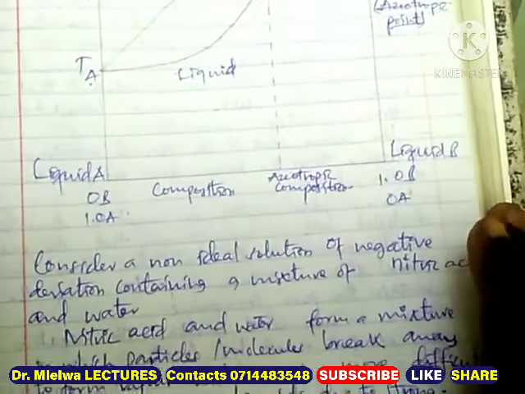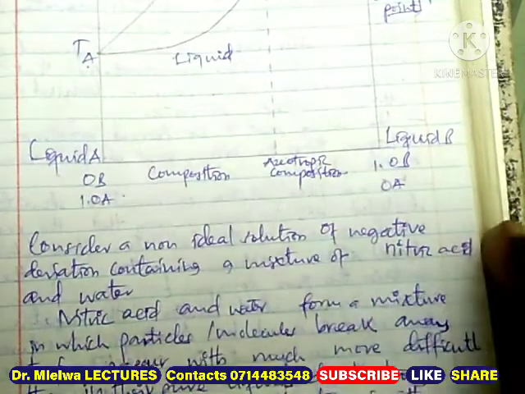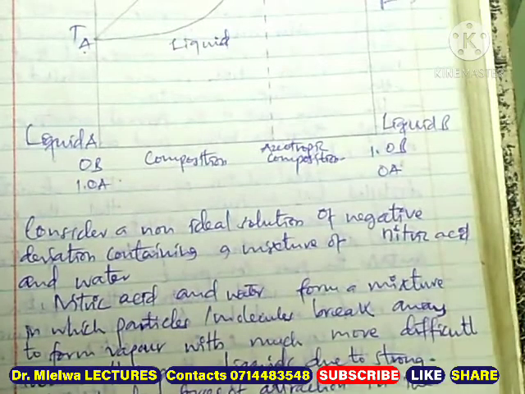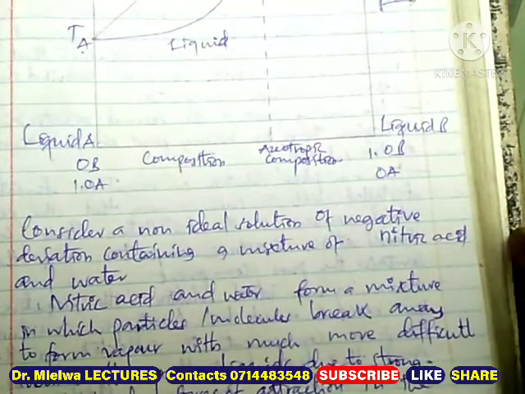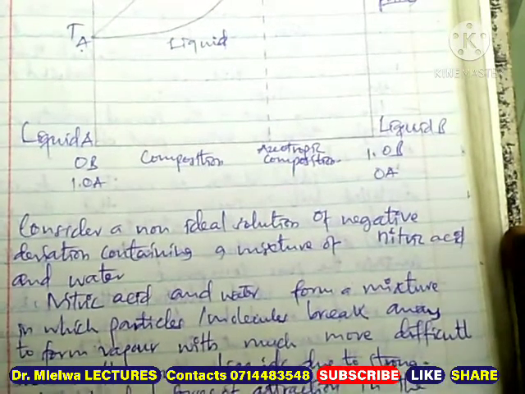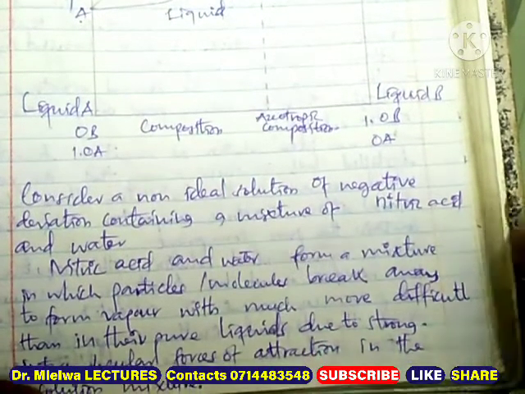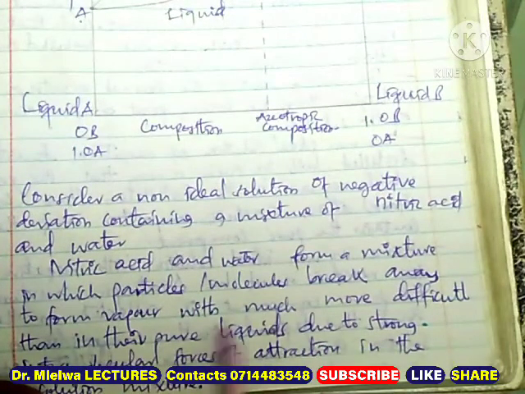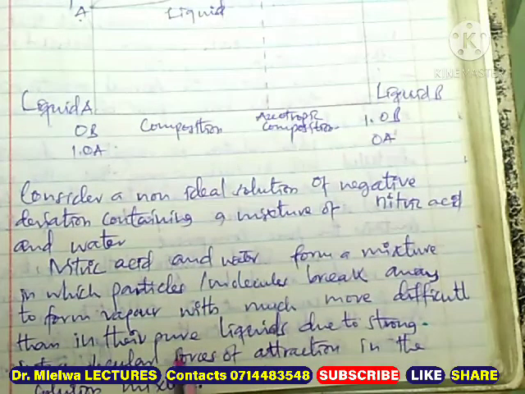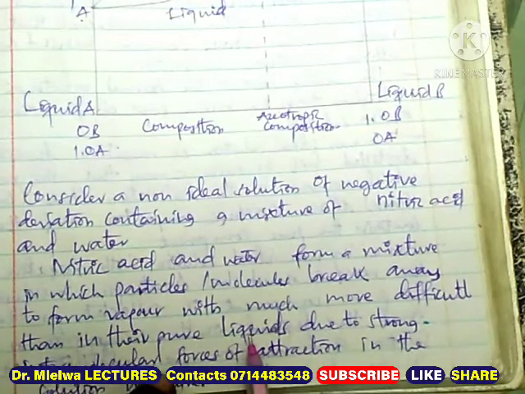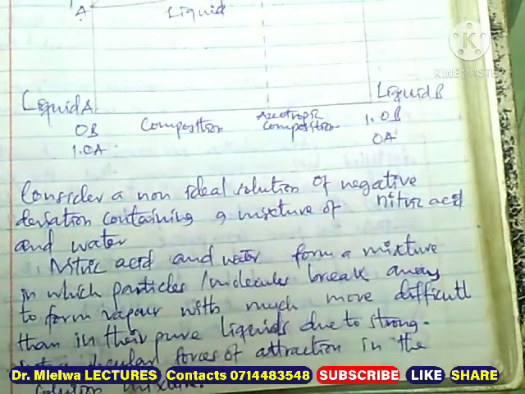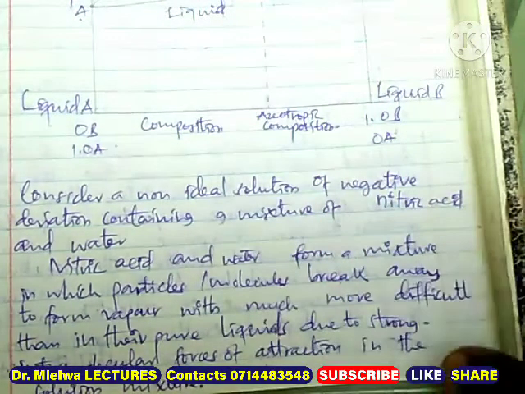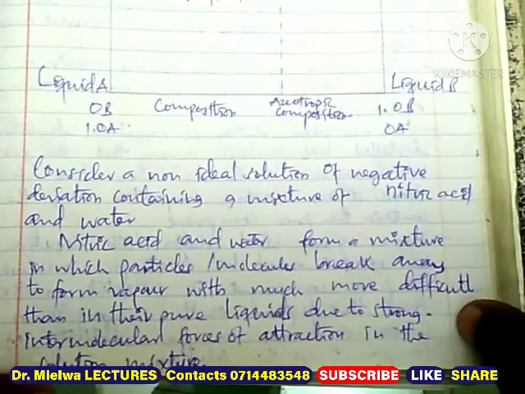Now consider a non-ideal solution of negative deviation containing a mixture of nitric acid and water. This is just an example of a non-ideal solution of negative deviation containing nitric acid and water. Nitric acid and water form a mixture in which particles or molecules break away to form vapor much more difficultly than in the pure liquids. So the intermolecular forces of attraction in the mixture of this non-ideal solution are higher compared to the intermolecular forces of attraction in the pure liquids.